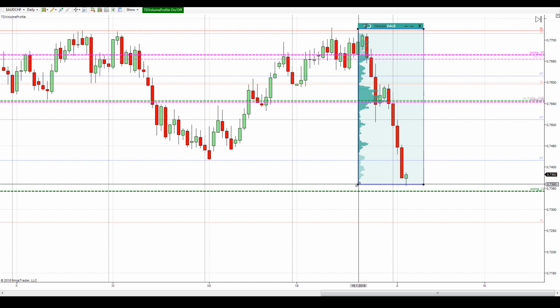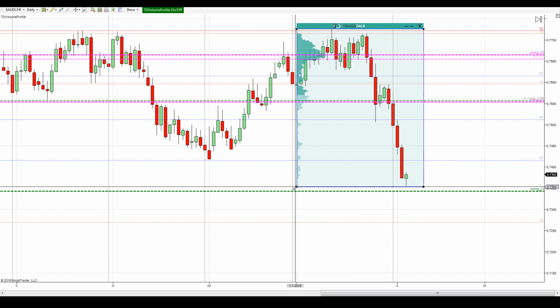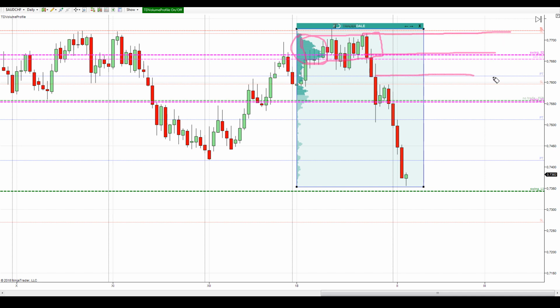The second level is based on those heavy volumes accumulated in this whole sideways price action area. This is the area that I'm interested in, and the short level is right there from the place where the volumes were the heaviest. Stop loss for this trade right there, profit target right there. So this trade is based on the volume accumulation setup.